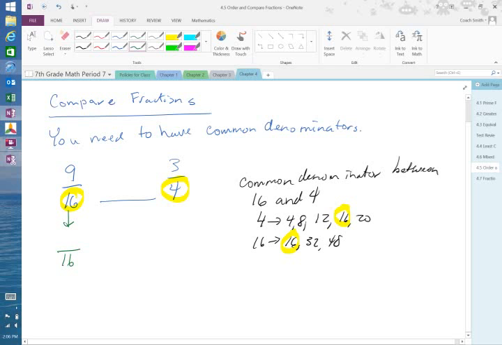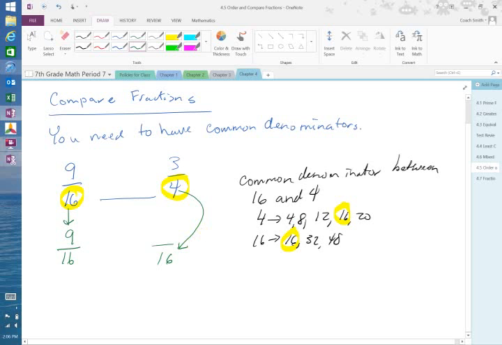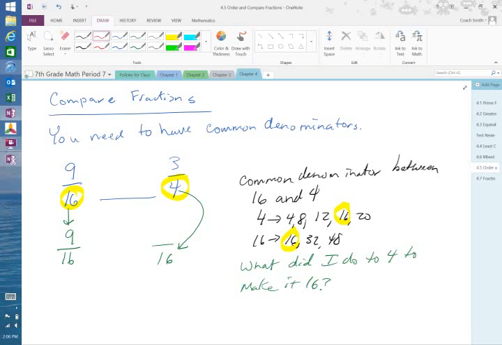Well, my first fraction already has a 16 on the bottom, right? So we just bring it down. My second fraction, I'm going to ask myself, what did I do to 4 to make it 16? Multiplied by 4. So I multiplied by 4 on the bottom, so I must do the same thing to the top, which makes that 12/16.